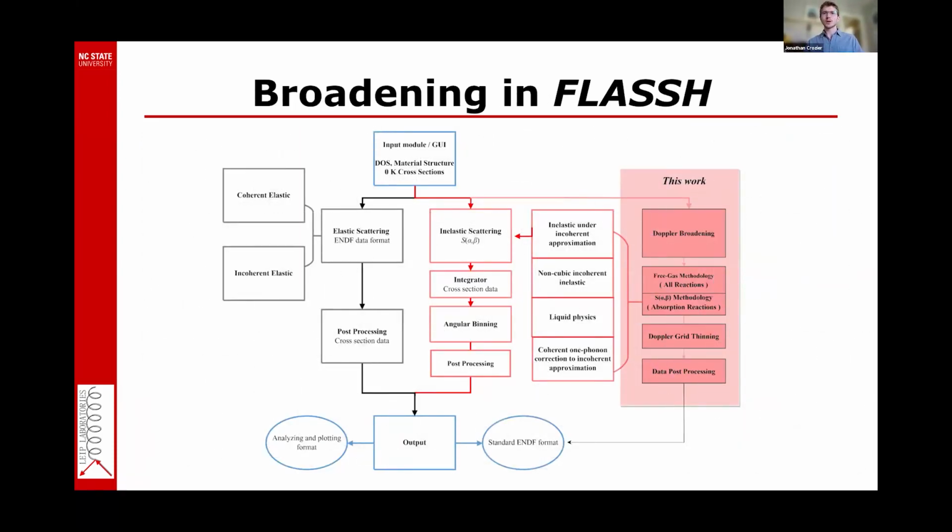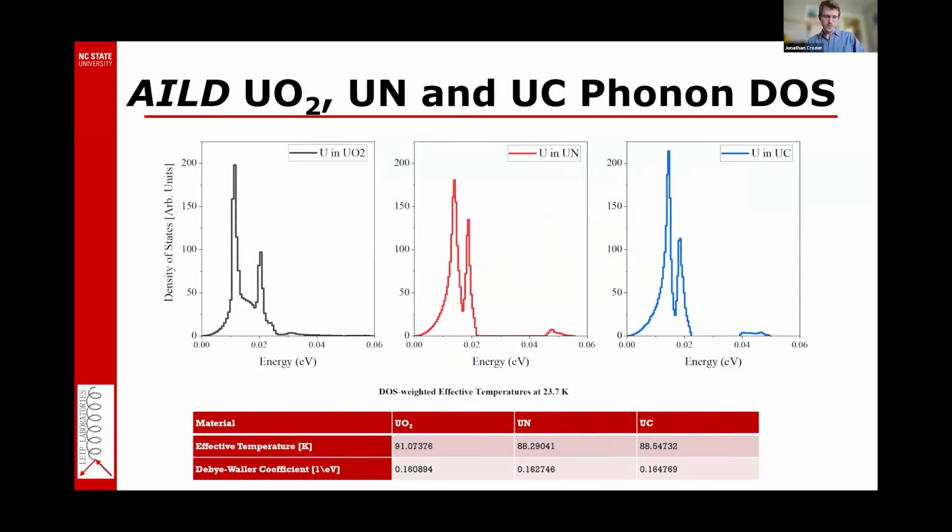All of this work has been done within the context of FLASH. The Doppler broadening has been brought under the wing of FLASH, and both the free gas and the thermal scattering broadening have been made new capabilities for FLASH. The capability to broaden with the thermal scattering law is now a new feature in FLASH, and we'll show some of the data for that. This is what the phonon density of states are for uranium in UO2, UN, and UC.